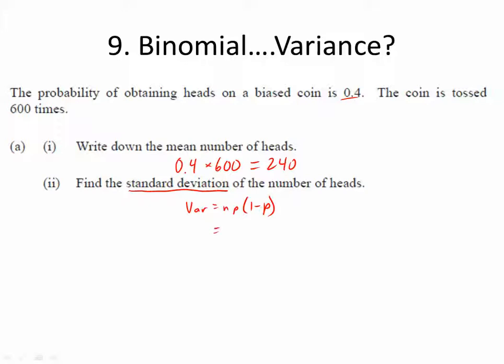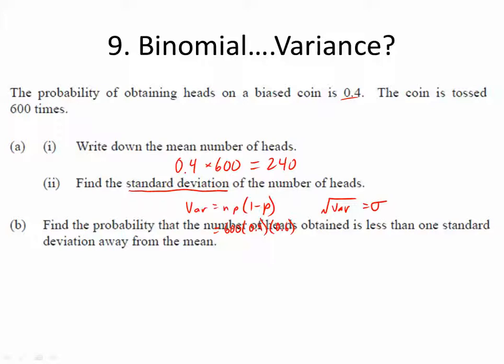So what we're going to do is just put in n, which is 600, times the probability, which is 0.4, and then multiply by 1 minus p, which would be 0.6. And when you put all those together, you should get an answer for variance. I'm not going to go into this too much further because you can punch it in your calculator and work it out. But do remember that once you get variance, you need to square root it to get your standard deviation.